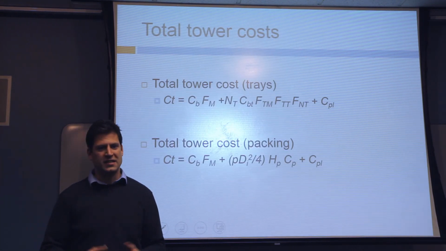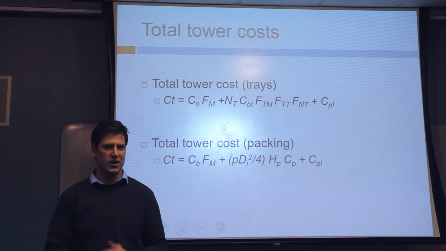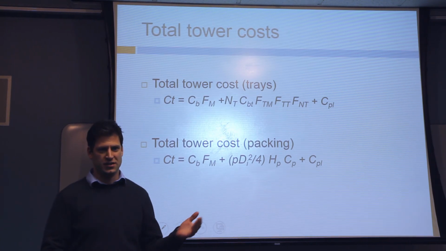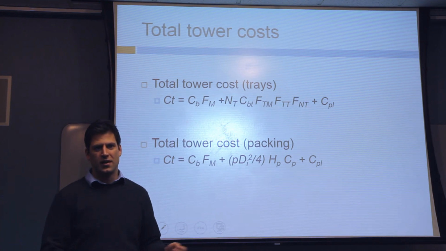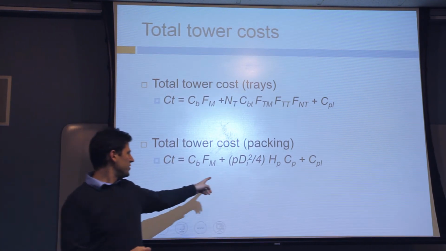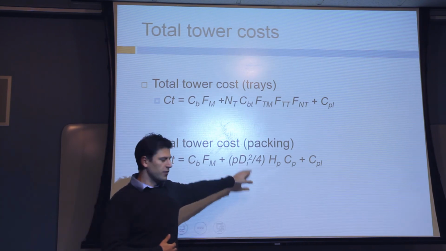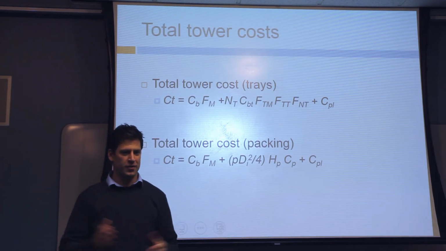And finally, these two equations will give you total tower costs. You can see it takes into consideration all of the parameters which we determined over the past few slides. You can see in the bottom equation, the volume of the column is necessary to determine the proper cost.